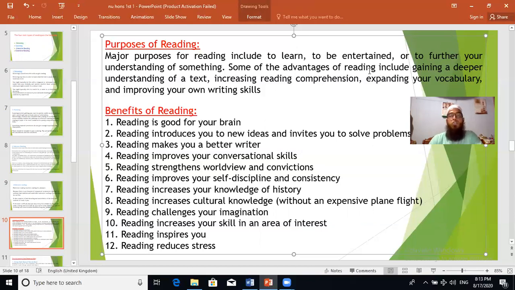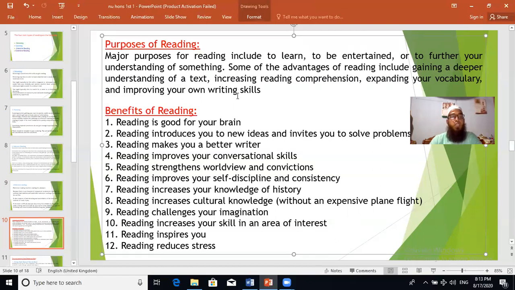Some of the advantages of reading include gaining a deeper understanding of a text, increasing reading comprehension, expanding your vocabulary, and improving your own writing skills. So you see, reading also improves our writing skills because through reading we learn, we enrich our vocabulary, we enrich our knowledge about sentence structure that helps us to improve our writing also.